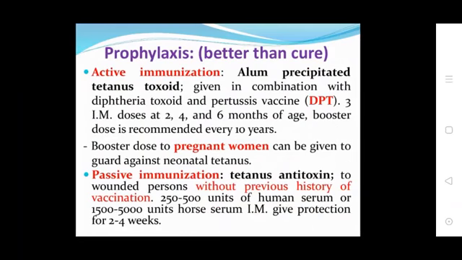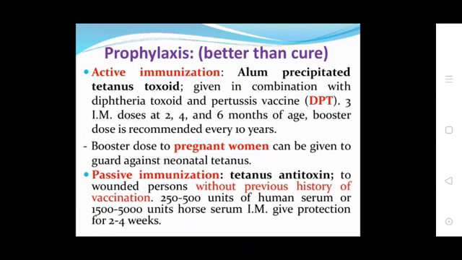Prophylaxis. Active immunization is better. Alum-precipitated tetanus toxoid is given in combination with diphtheria toxoid and pertussis vaccines. DPT is given as 3 IM doses, and a dose at 6 months as a booster, recommended every 10 years. A booster dose can be given to pregnant women to guard against neonatal tetanus.